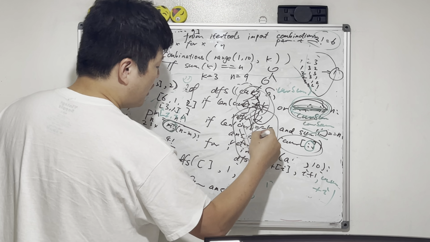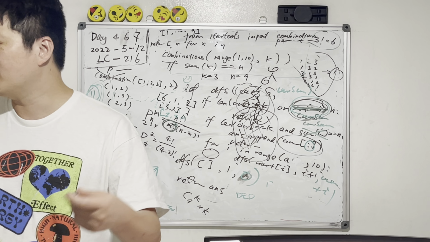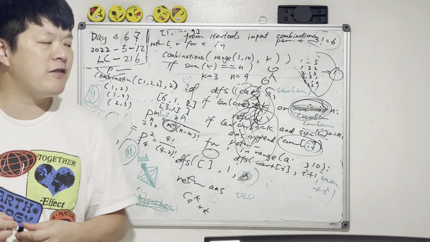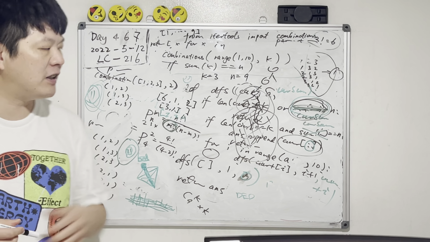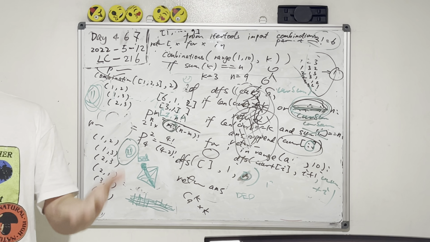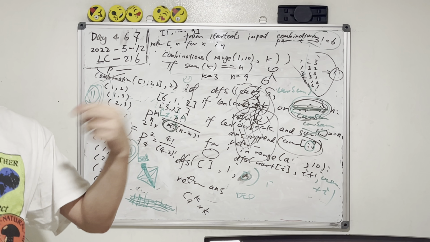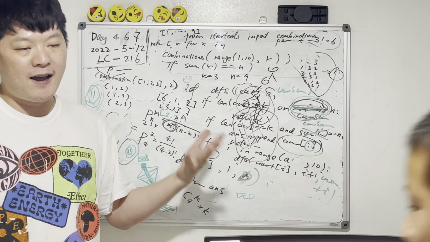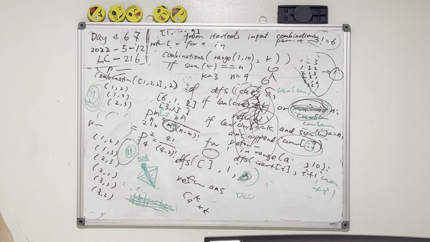For example, for each node we can store the current choice of numbers, and if we find out that we have more than k numbers, there's no point to keep adding. Also, if we find out that the sum of the current choice is more than n, there's no point to keep adding. Why is that? Because if we keep adding more numbers, the sum will obviously be more than n, which is not what we are looking for.